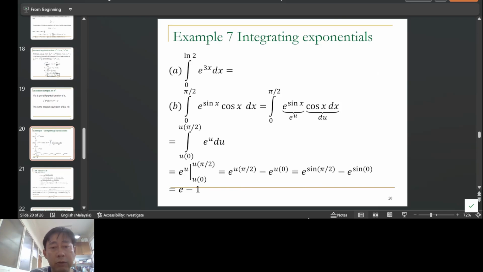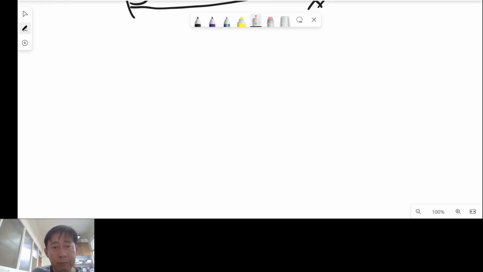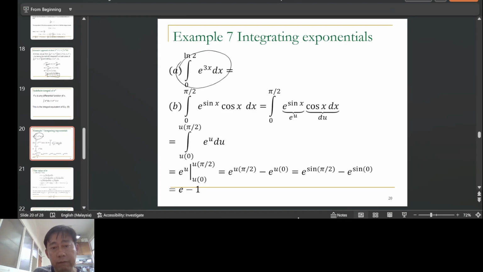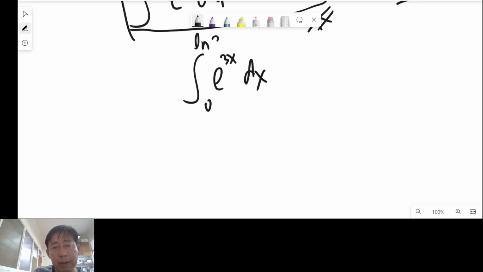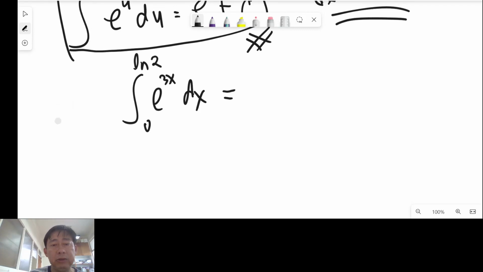So now let us look at example 7a: the integral of e^(3x) from 0 to ln 2. Let me translate this question onto my whiteboard. It is the integral of e^(3x) dx, to be integrated from 0 to ln 2. ln 2 is a number. So this can be easily integrated by using a suitable substitution.